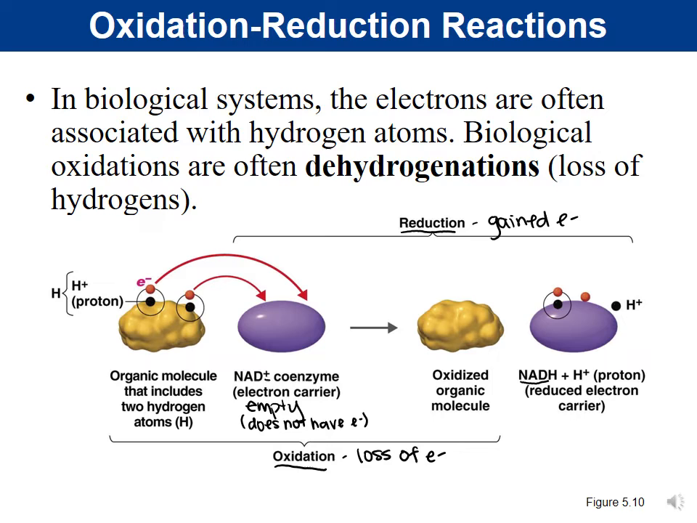So when we talk about biological oxidations, so talking about our redox reactions where the organic molecule loses electrons, we often call those dehydrogenations, right? They become dehydrogenated. And that's because they are losing their hydrogen. And so the enzymes that do this are often called dehydrogenases. They're responsible for removing electrons from that organic molecule.